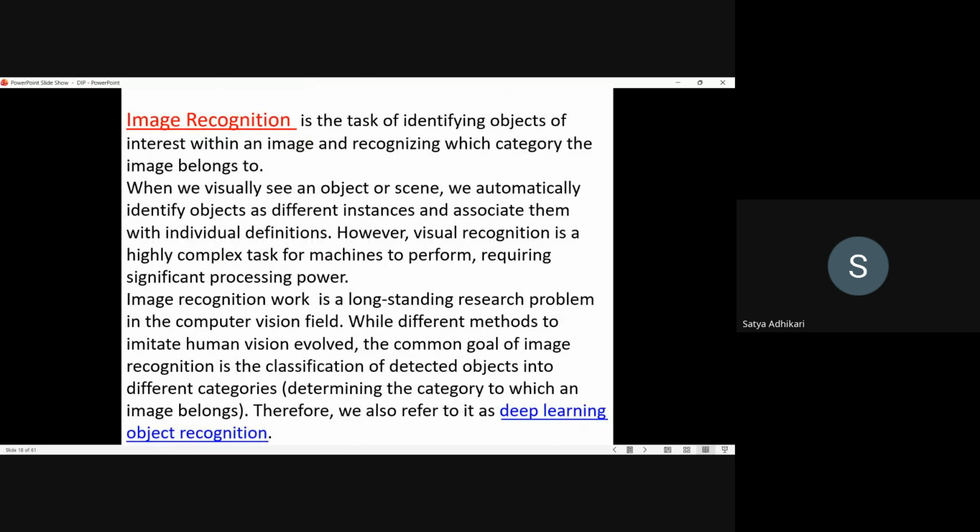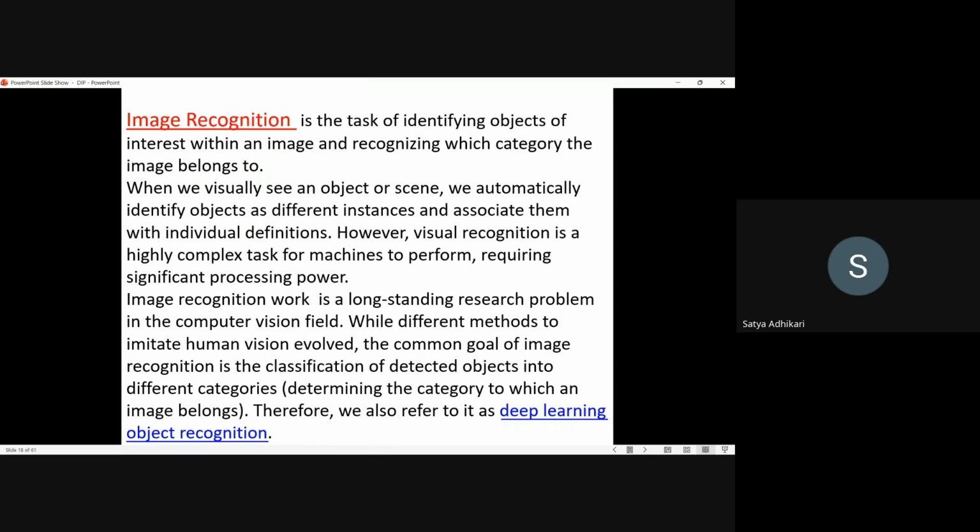After detecting, then comes image recognition. How to recognize the object in an image? It is a task of identifying an object of interest within an image and recognizing which category it belongs to. When we visually see an object or scene, we automatically identify objects as different instances and associate them with individual definitions. Visual recognition is a highly complex task for a machine to perform, requiring significant processing power.